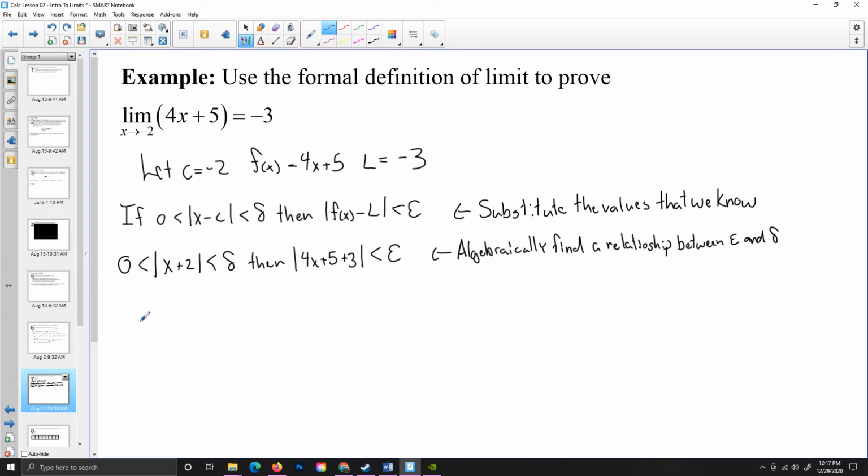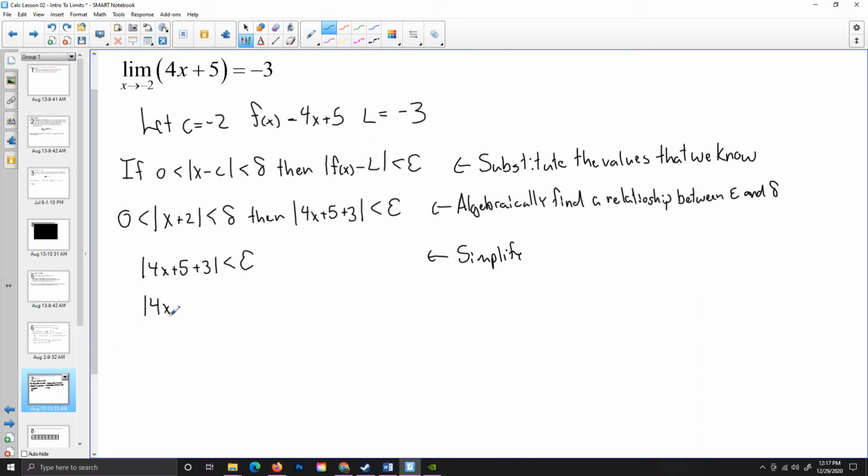Let's simplify just a little bit. Let's start with the absolute value of 4x plus 5 plus 3 less than epsilon. All right, let's simplify that. All right, so I got the absolute value of 4x plus 8 is less than epsilon. All right, so how is this expression and this expression up here, this x plus 2 expression, related? Well, if I factor out a 4 from both of these terms, I'm going to get an x plus 2. All right, so I'm trying to get an x plus 2.